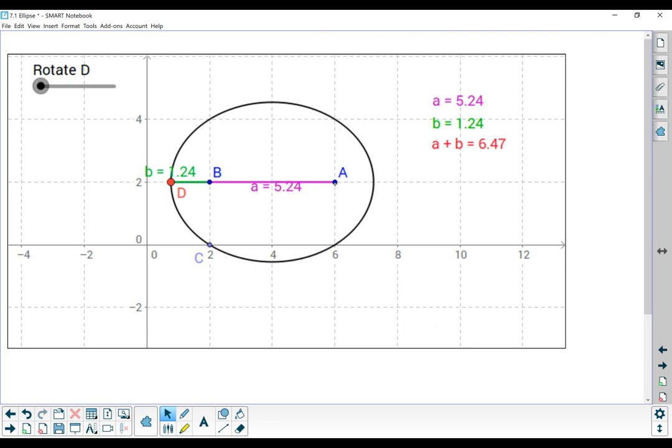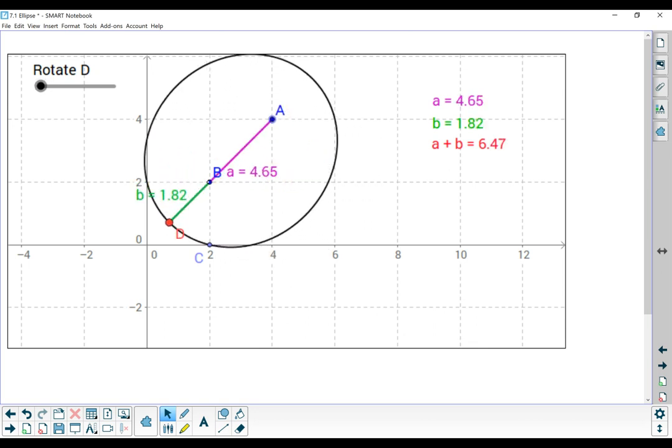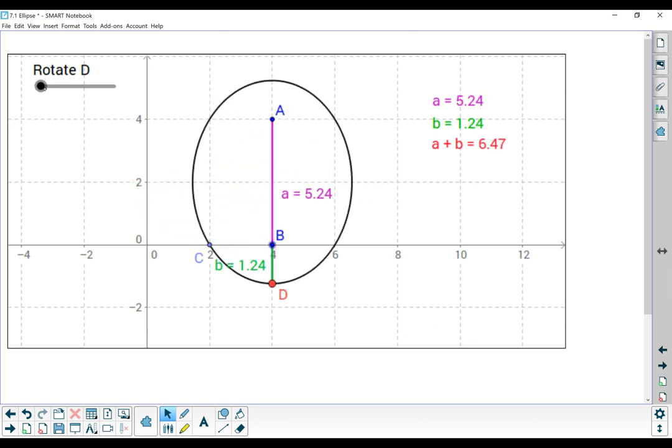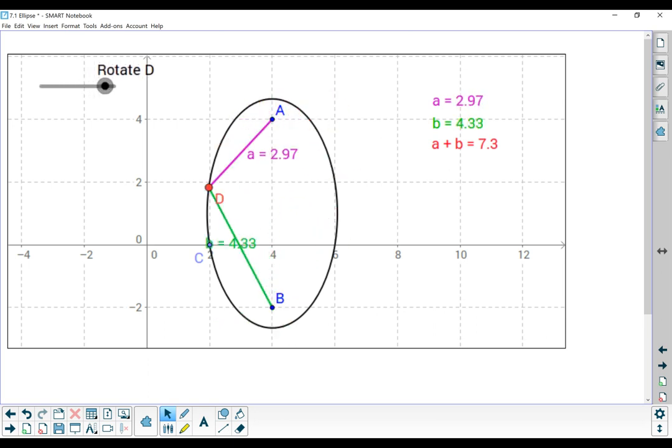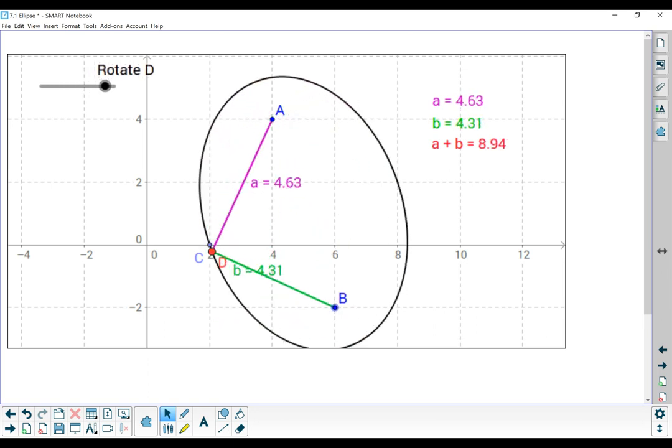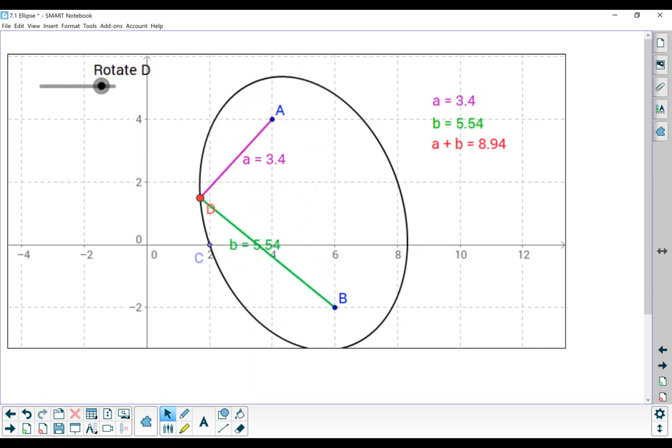When we deal with ellipses today, those two points will either be on a horizontal line or on a vertical line. So you can see the distance is still 6.47. But in theory, they would not have to be on a vertical or a horizontal line. So we could have this situation. Anyway, that's the definition of an ellipse.